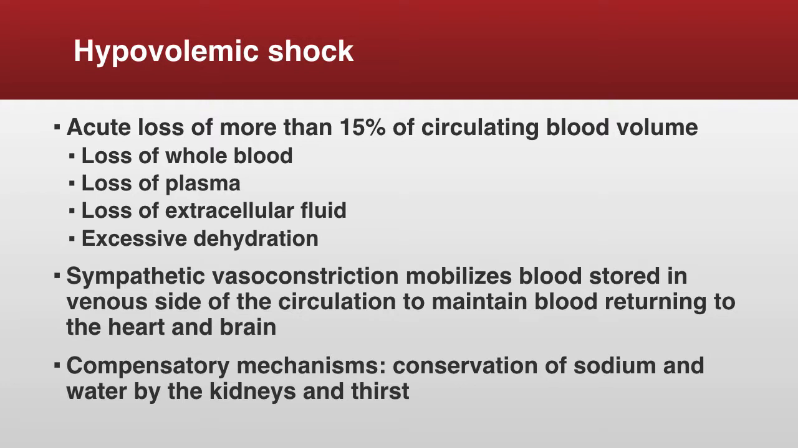Sympathetic vasoconstriction will mobilize blood stored in the venous side of the circulation to maintain blood returning to the heart and the brain. Compensatory mechanisms like conservation of sodium and water by the kidneys, as well as thirst, are also the body's way of trying to maintain somebody who is starting to go into hypovolemic shock.